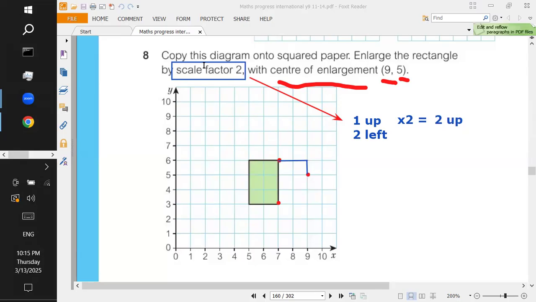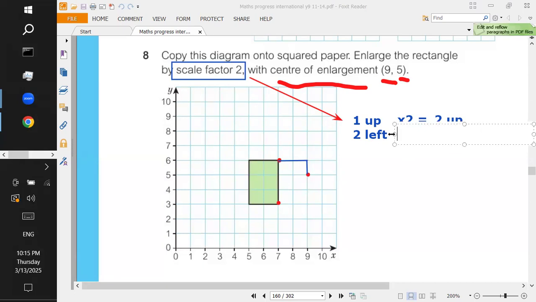Focus on this. If the scale factor is positive, it means the movement or the direction of movement doesn't change. Only the numbers change, but the direction doesn't change. If the scale factor is negative, the direction will change. This means that up becomes down and down becomes up. Left becomes right, right becomes left. But if it's positive, it doesn't change.